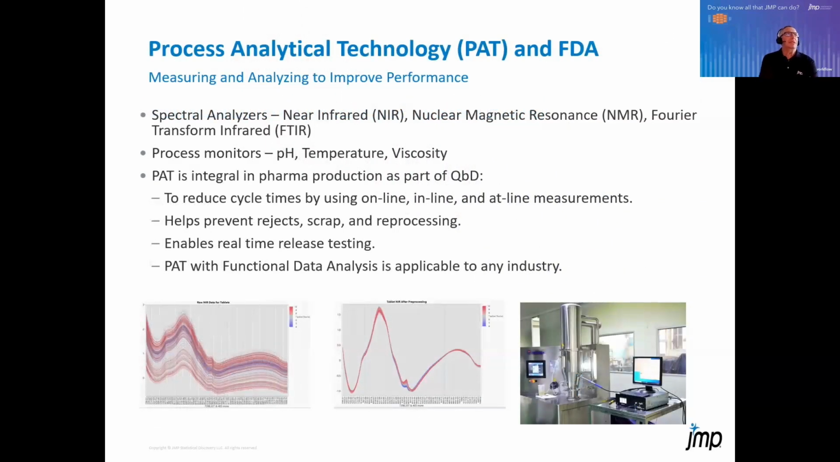A little bit of a backstory on this too is that not only are we looking at functional data analysis, but we want to blend in something called process analytical technology. PAT is used in the pharma industry quite a bit as part of their quality by design, and they use it to help reduce cycle times by using online, inline, and at-line measurements. And it's all like a continuous process. So it helps prevent rejects and scrap and any reprocessing that might be needed. It also enables real-time release testing.